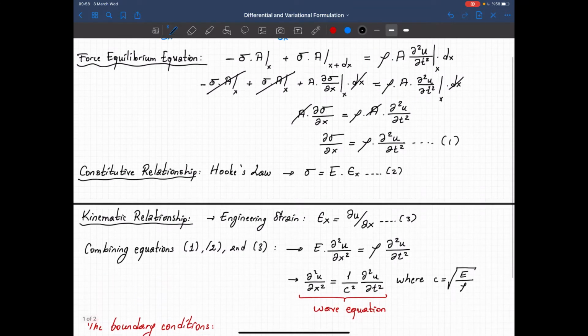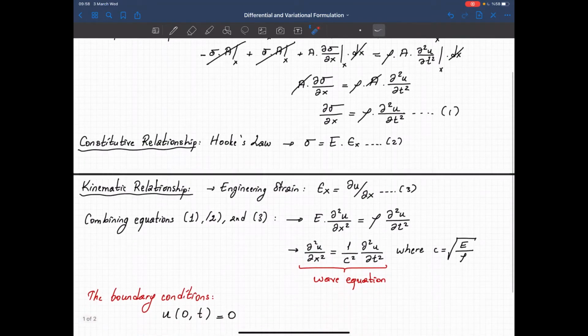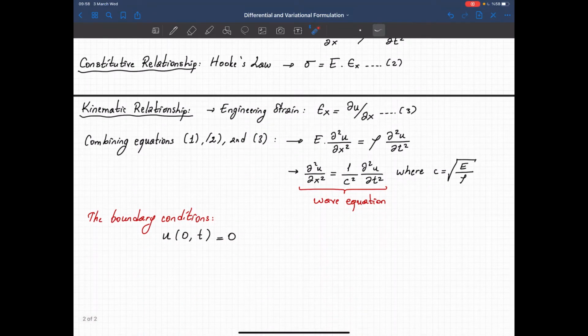And the axial force at x equal to L should be equal to whatever force we have at that particular time. So let's write it down. EA del U over del X at L and T should be equal to your applied force. These are the boundary conditions.